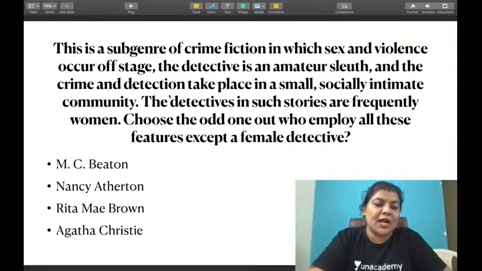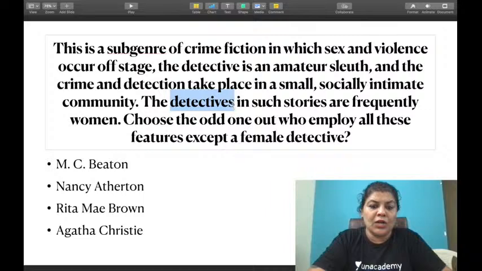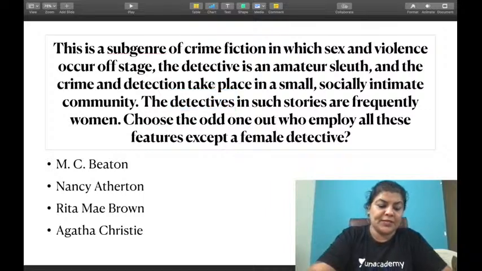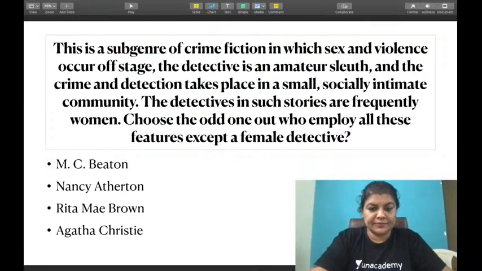This is a subgenre of crime fiction in which sex and violence occur off stage. The detective is an amateur sleuth and crime detection takes place in a small, socially intimate community. Which of these?